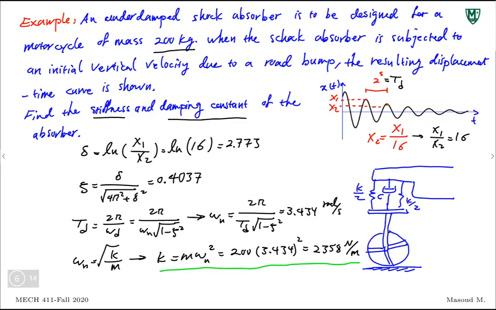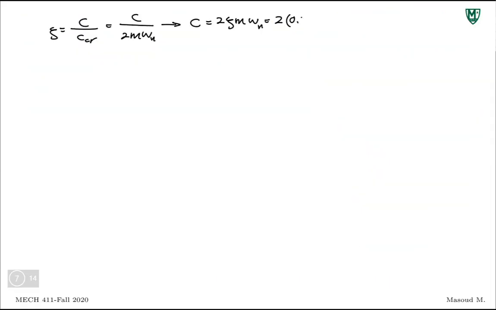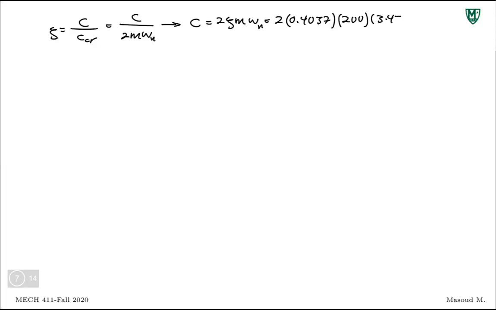Once I'm done with this, let's go to damping constant. As I said, damping ratio is C over C critical, right? Zeta, we all know these from before. And C critical is 2M omega n. So I can just find the damping constant by putting it as 2 zeta M omega n. That would be 2 times zeta, 0.4037. I know the value for mass is 200 kilograms. I'm given omega n, I calculated that. It was 3.434. So do this math, you will get the value for damping constant.